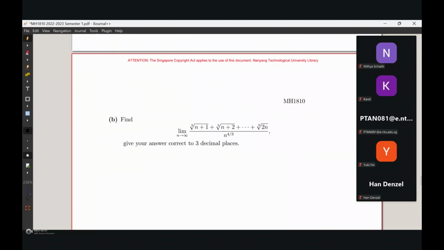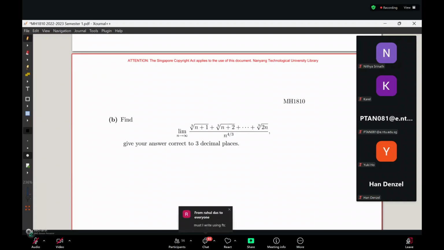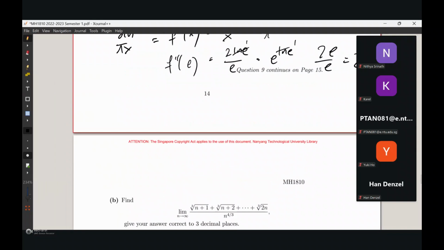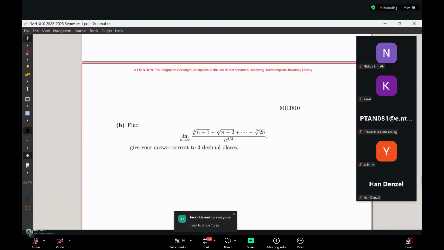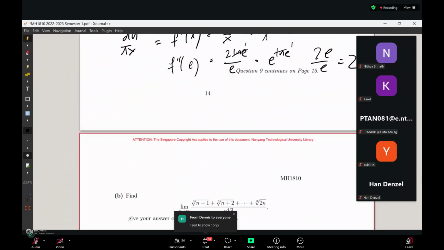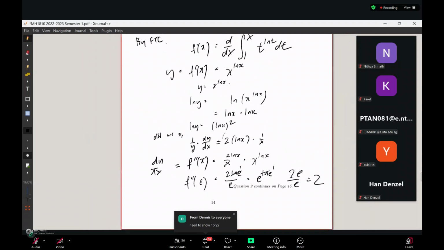Let me move on. Part B. So part B, we have a limit and a sum here. You should know this is a Riemann sum. Must I write using FTC? Yes, you must write using FTC. You don't need to write the fundamental theorem of calculus. You just write 3 letters. What do you mean, need to show 1 or 2? FTC, no need. Left right by FTC can already.